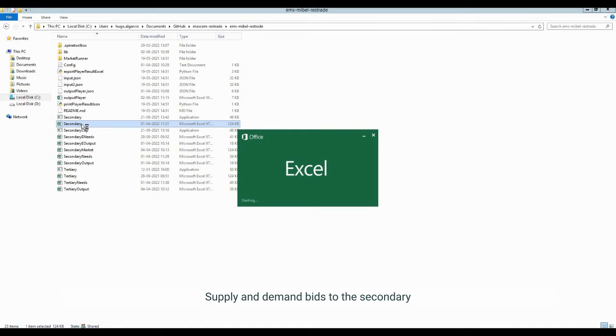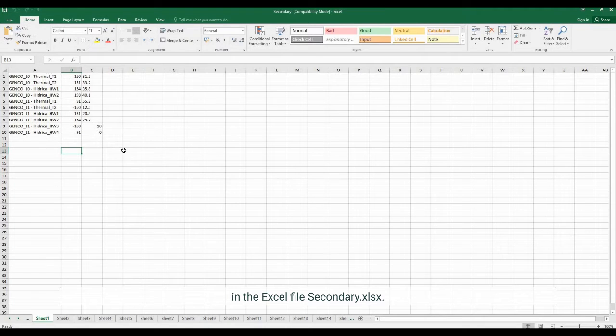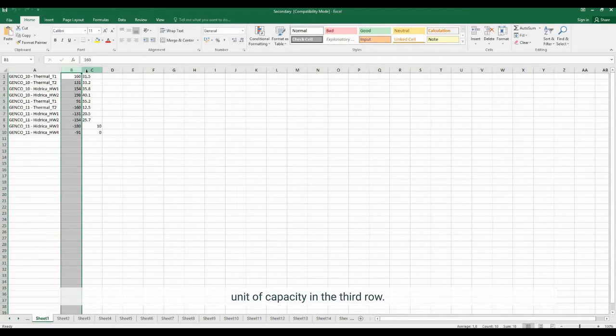Supply and demand bids to the secondary capacity market must be collected and written in the Excel file secondary. Each sheet of this file corresponds to a time period. The first row of each sheet contains the agent's identification, while the proposed capacity is indicated in the second row, and the price per unit of capacity in the third row.